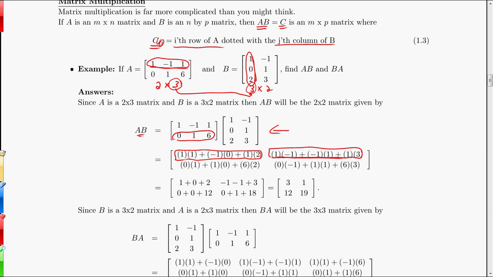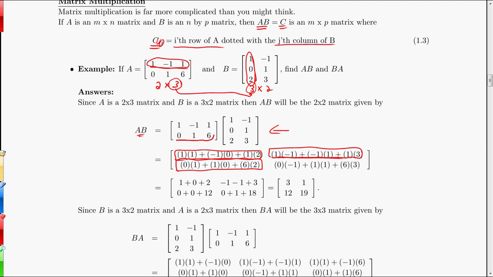Second row, first column. Second row in A, first column of B. So that's 0 times 1 plus 1 times 0 plus 6 times 2. And that becomes second row, first column.